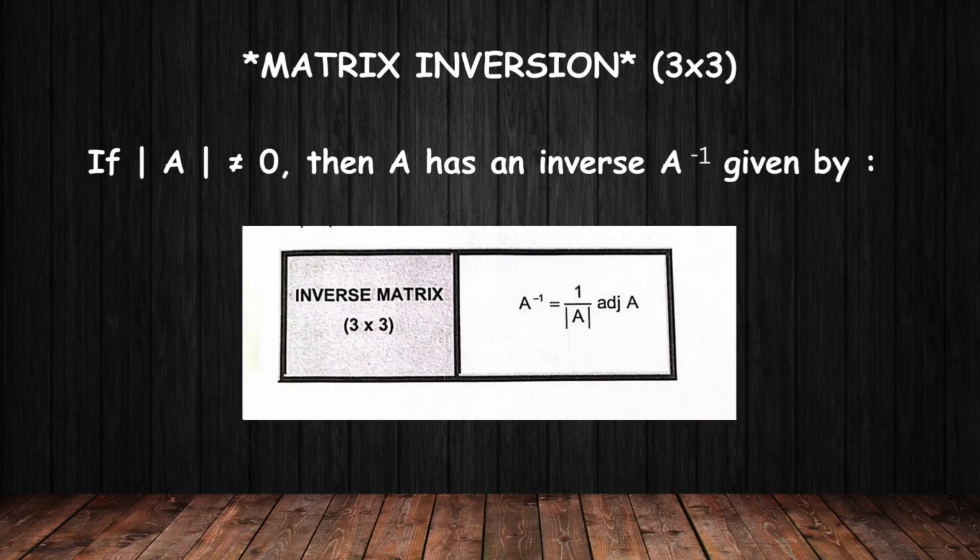Matrix inversion 3 by 3. If determinant A not equal 0, then A has an inverse. A inverse is given by the inverse matrix 3 by 3. A inverse equal 1 over determinant A multiply adjoint A.